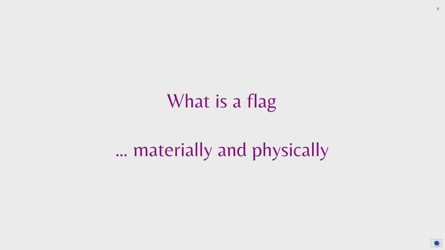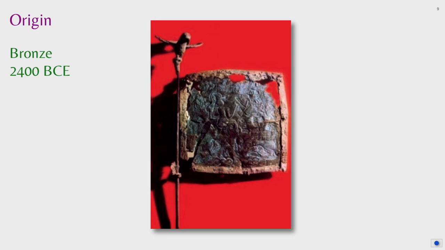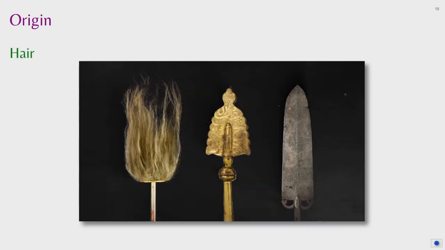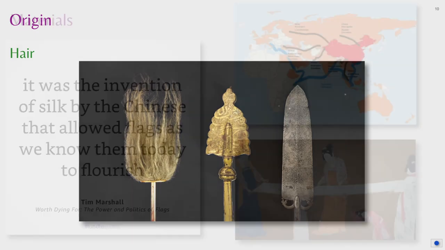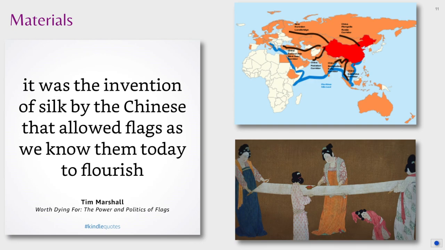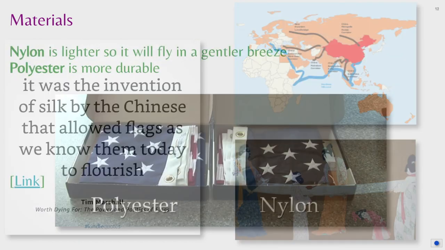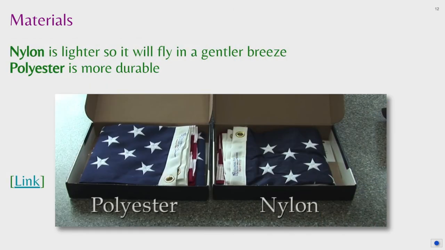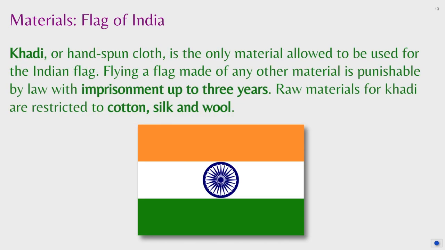So firstly, what is a flag materially? Well, the oldest flag dates to around 2400 BCE, with this bronze flag found in Iran. So early flags weren't necessarily fabric, but it was the invention of silk by the Chinese that allowed flags as we know them today to flourish. Modern flags tend to be made of polyester or nylon.